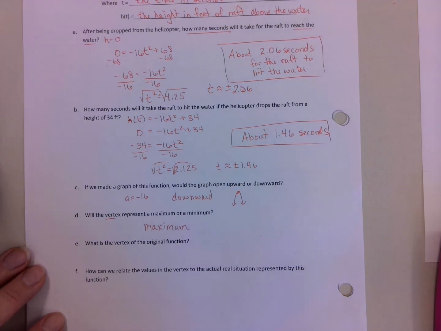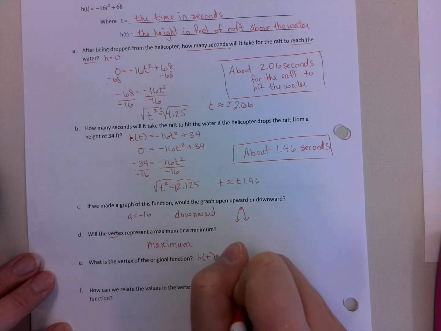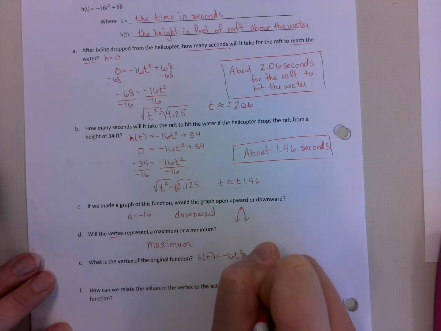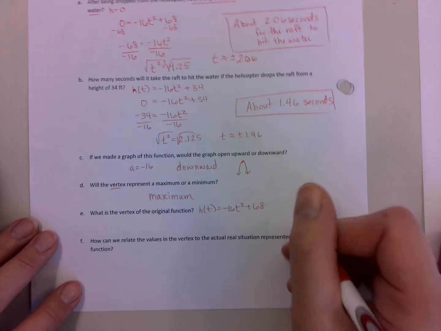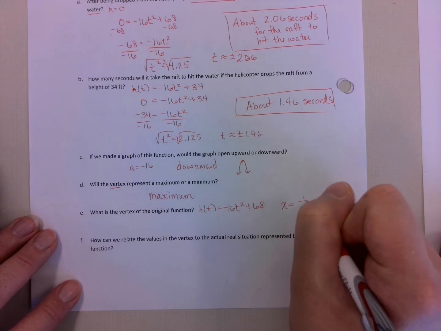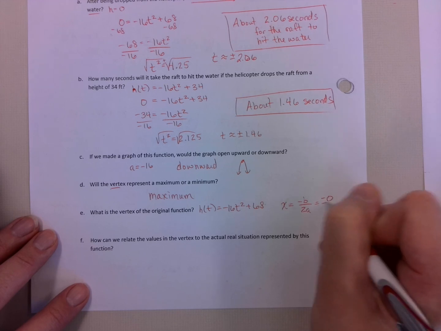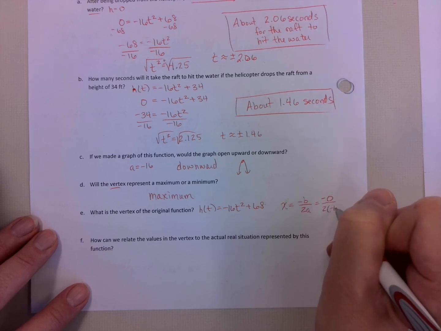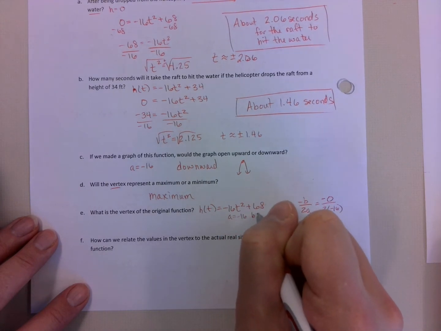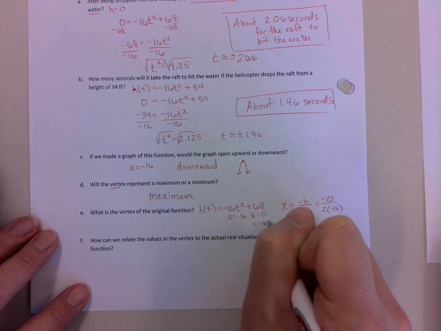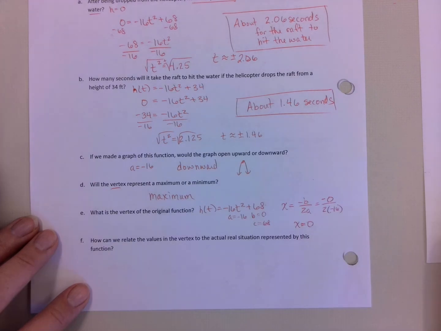Now, what is the vertex of the original function? The original function was h of t equals negative 16t squared plus 68. So how do I find that vertex? Well, do you remember your formula? x equals negative b over 2a. So that would be negative 0 over 2 times negative 16, right? Because a is negative 16, b is 0, and c is 68. So x equals 0, that's my axis of symmetry.